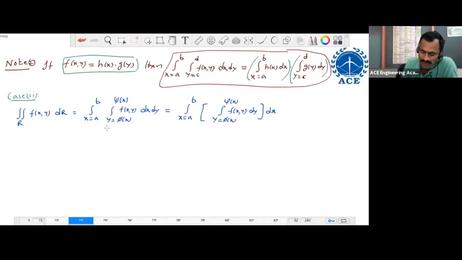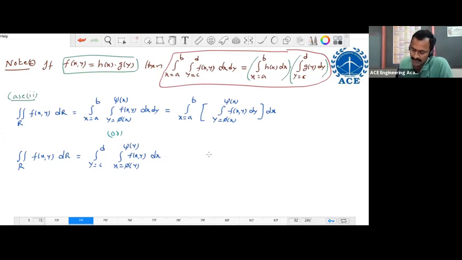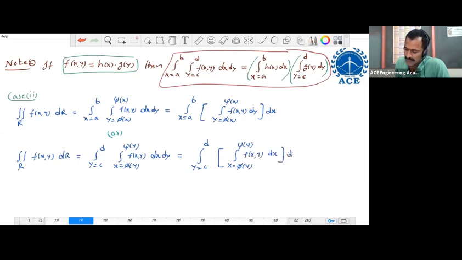So the y limits need not always be variable limits. Sometimes x limits may be variable limits also. That is, over R, double integral over R f of x comma y dr equals integral y equals c to d, integral x equals phi of y to psi of y, f of x comma y dx dy, which is integral y equals c to d, inside the integral x equals phi of y to psi of y f of x comma y dx, and then dy.